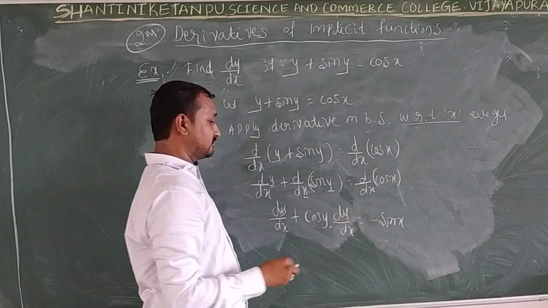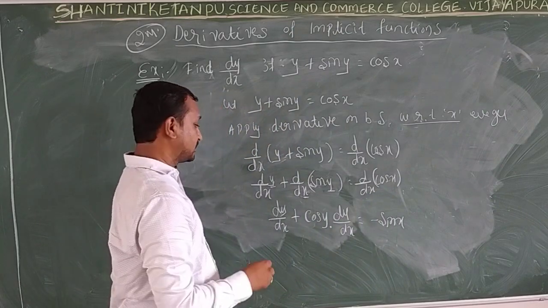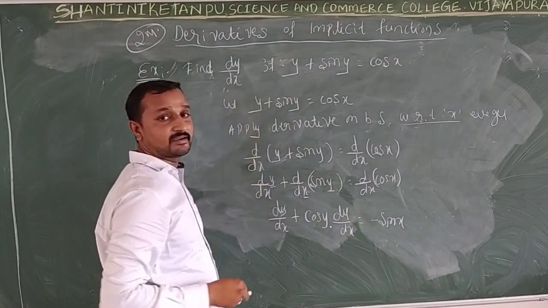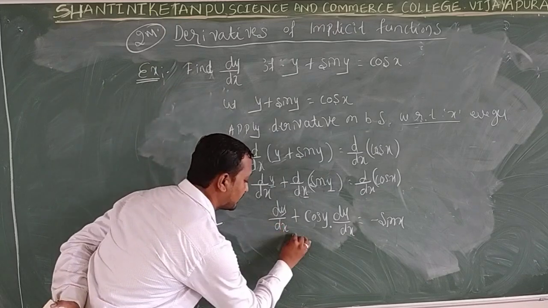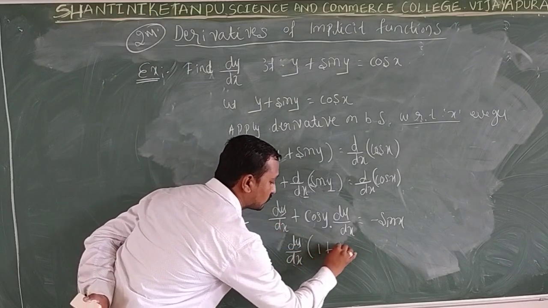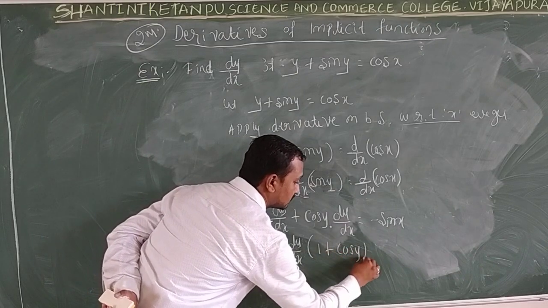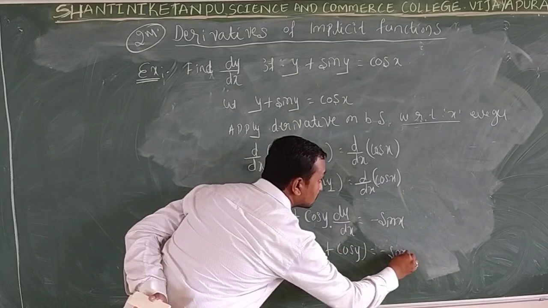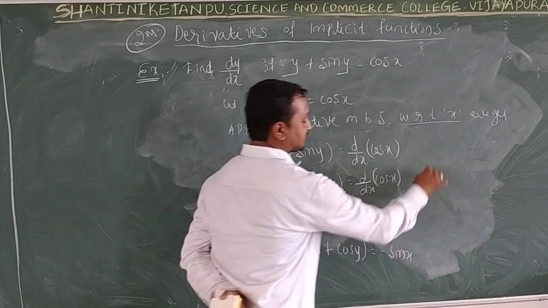Derivative of cos x is minus sin x. Okay, then what we have to find? dy by dx. So here take the dy by dx term common. The remaining term is 1 plus cos y, which is equal to minus sin x.